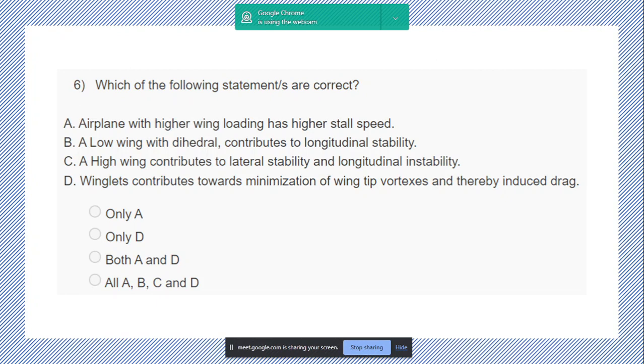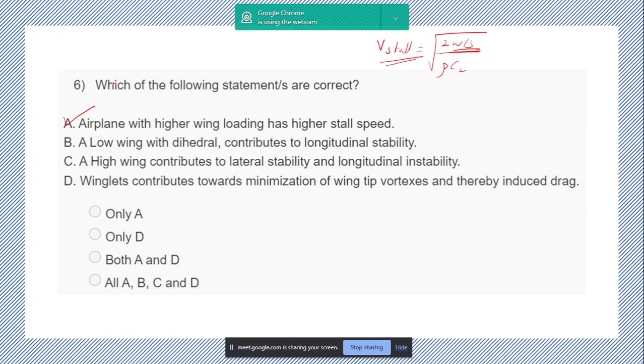Next, which of the following statements is or are correct? Read the statements carefully. The first one is, airplane with higher wing loading has higher stall speed. Is this true? What was the stall speed? Yes, correct. So the stall speed formula was square root of 2W by S, rho CL. So if you have a higher wing loading, you have a higher stall speed. So the first point is correct. So A is true.